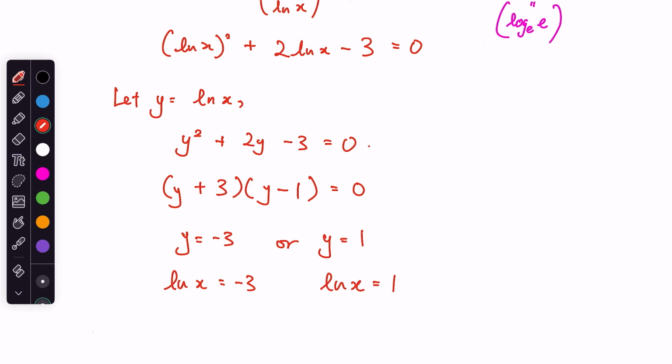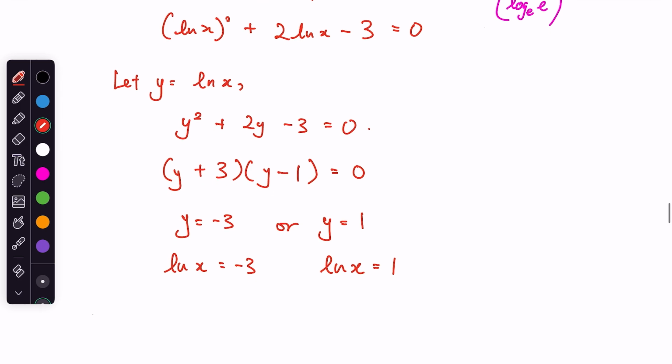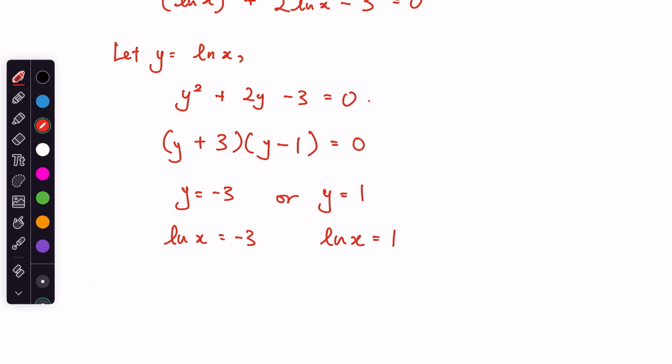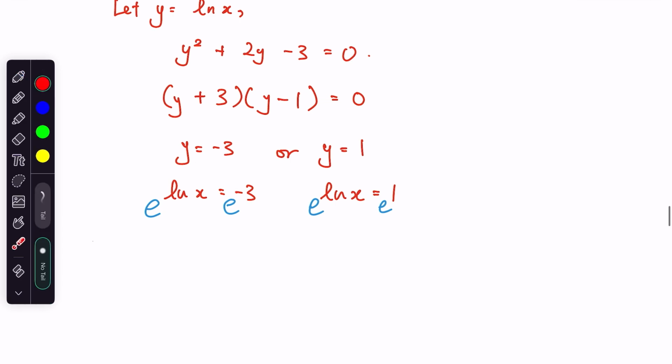So how do I remove the ln? How do I get the x out? Ln is just log base e, which means to remove the ln, I exponentiate both sides. When I exponentiate both sides, this is like e to the power of log base e, which will cancel out. I'll get back the x. I'll take out the x. So x equals to e to the power of negative 3. Doesn't seem like there's anything wrong.